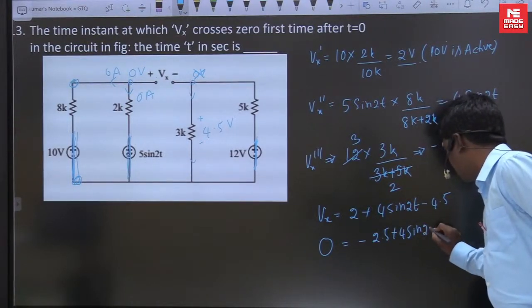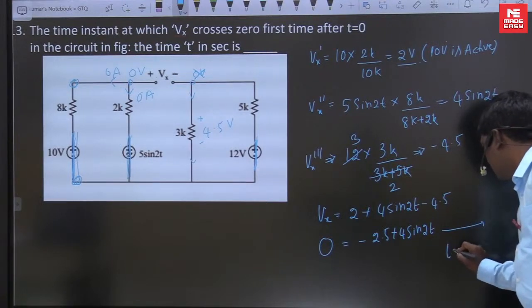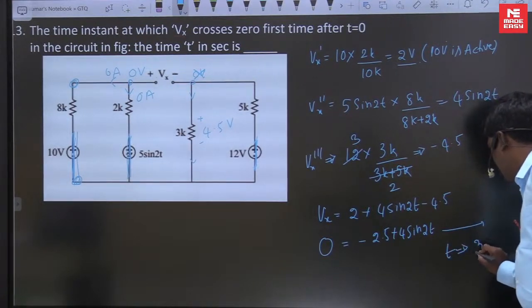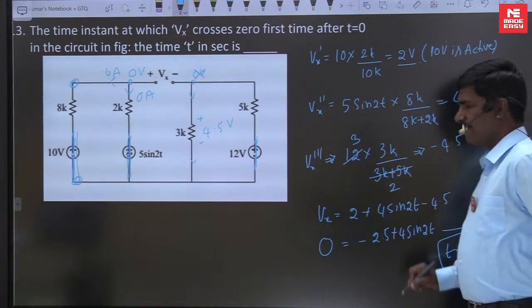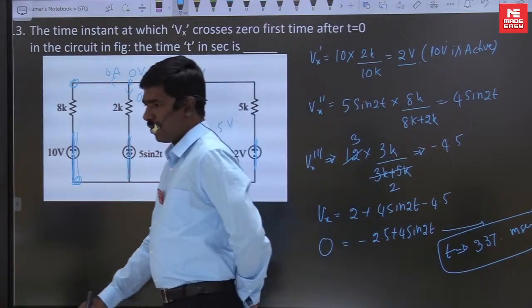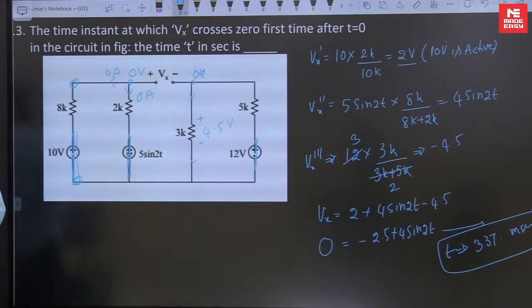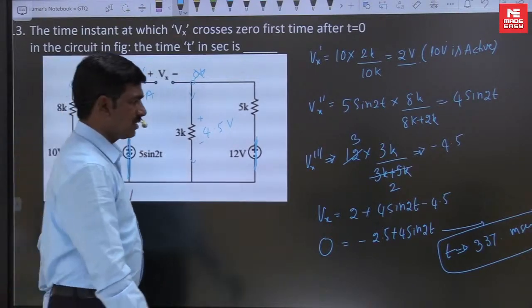From this you have to find the t value, some 337 point something milliseconds. Check it. Okay, how many have given answers? 0.26. No, 337.56 milliseconds.